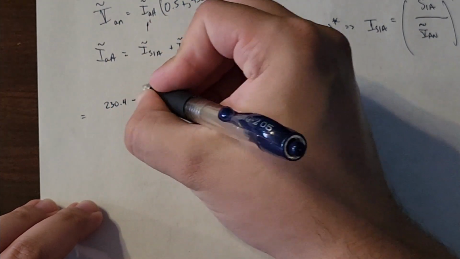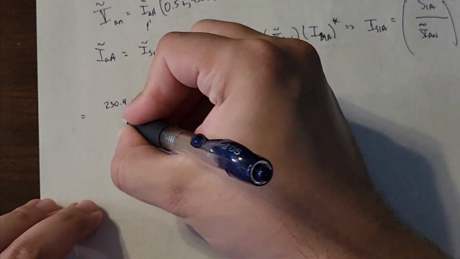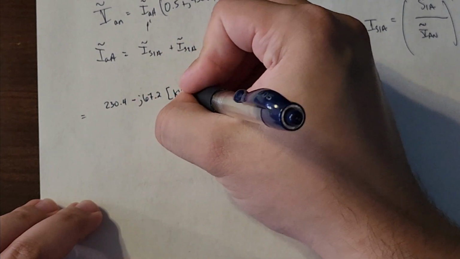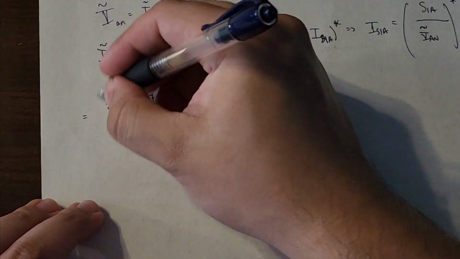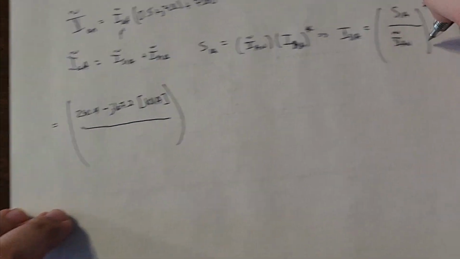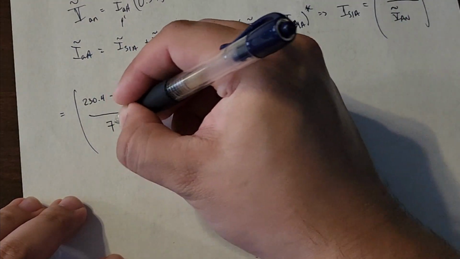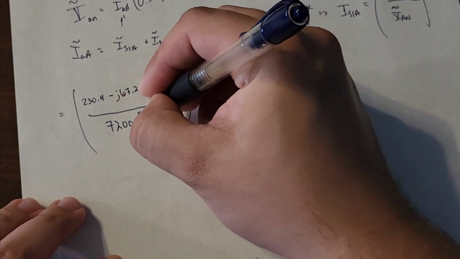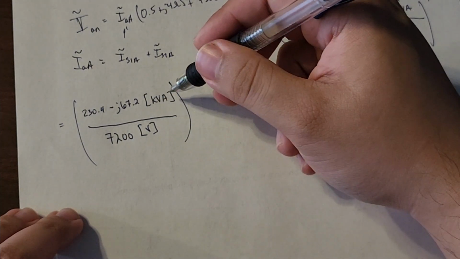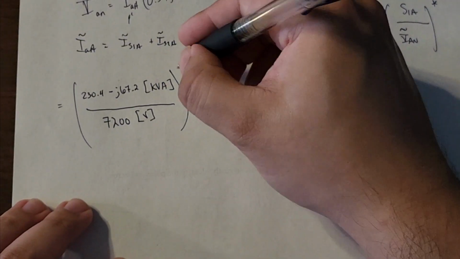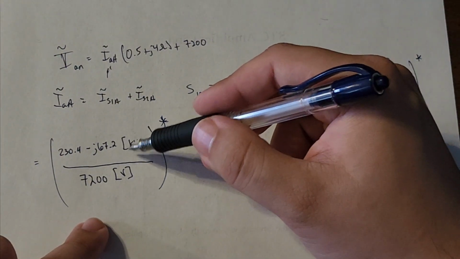230.4 minus j67.2. Remember, this is in kVA, divided by the voltage across it, which, what did we get? 7200. Remember, this was what was given to us, and this is in volts. Something we have to notice here is that volts are going to cancel and we're left with kiloamps. So we're probably going to have to change kiloamps to amps.